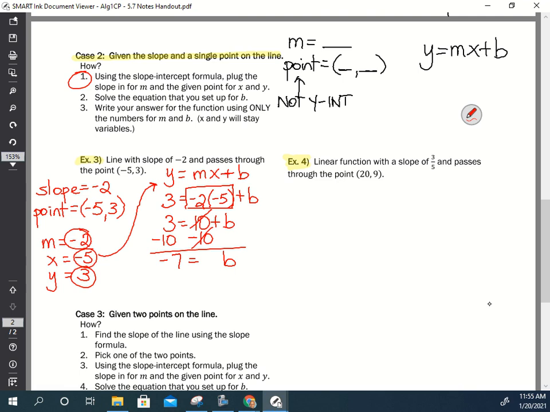Any questions before we finish the problem? We're not done yet. I'm just going very slow, but we're not done yet.